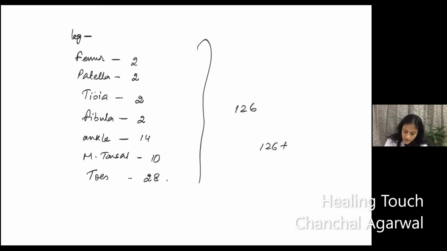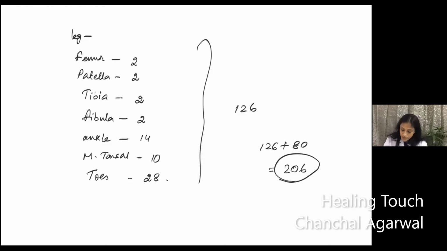126 plus 80, 206. Okay. So these bones, if we have time in future, I'll definitely show you the different bones also, along with the description and the counting, so that we remember where these 206 bones are in the body.